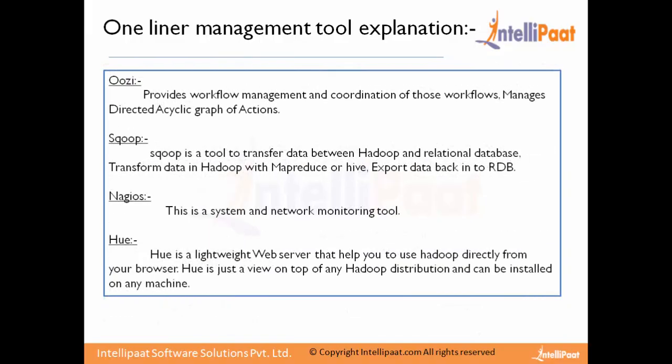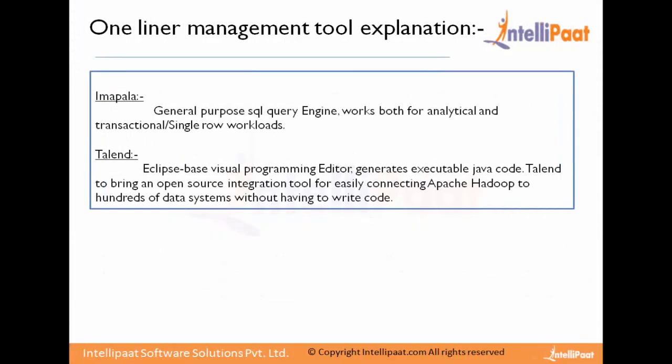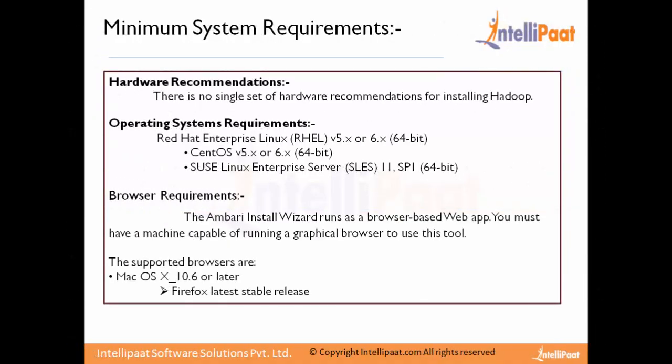And Oozie is used for workflow data management and coordination of those workflows, managing a directed acyclic graph of actions. Sqoop is basically used for the transfer of data between Hadoop and the relational database. And Nagios is used as a network monitoring tool. Impala is used as a SQL query engine, working for both analytical as well as transactional workloads.